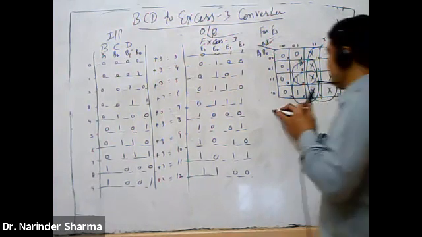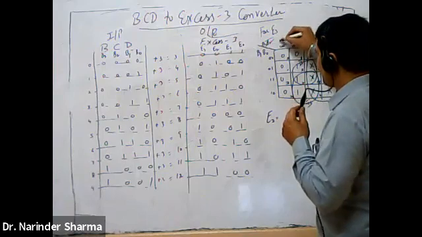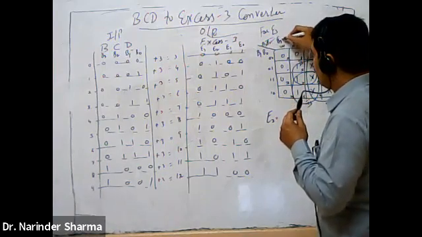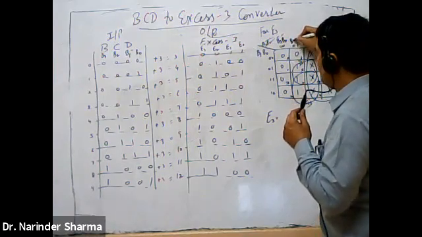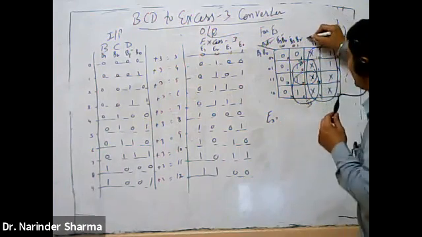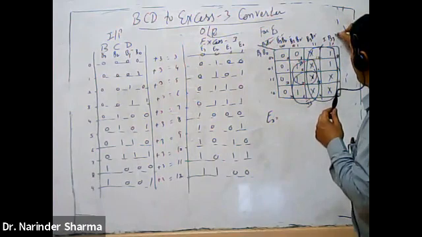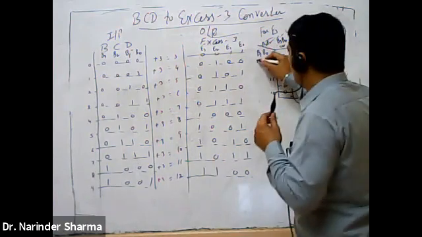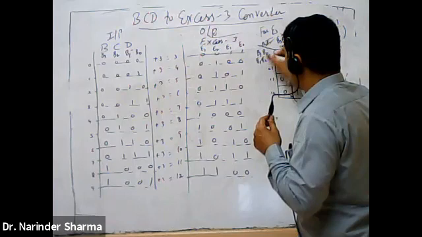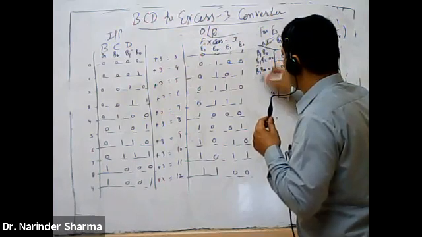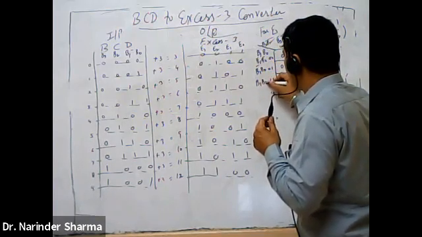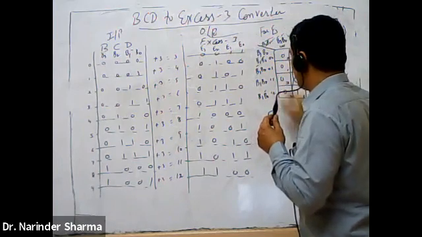For filling up the values, just write 0 means B3 bar, 0, B2 bar, B3 bar, B2. This we have already done a number of times. Just fill up these values. B3, B2 bar, B1 bar, B0 bar, B1 bar, B0, B1, B0, B1, B0 bar.